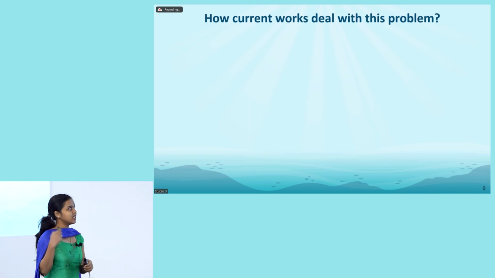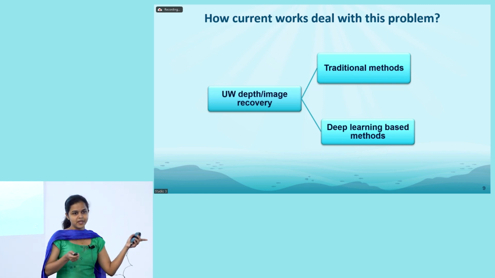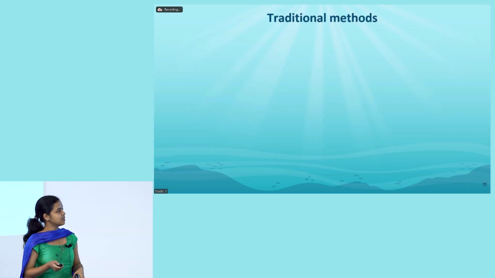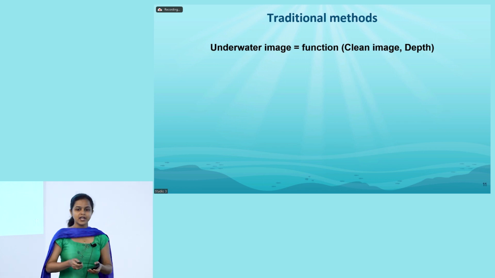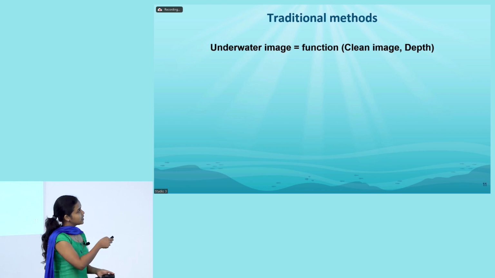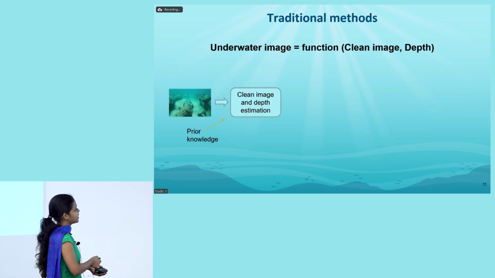So, how do current works deal with this problem? Currently there are traditional methods as well as deep learning based methods for finding depth and image from a single underwater image. We will first go to traditional methods. Traditional methods use the underwater image formation model for optimization. An underwater image can be considered as a function of the clean image as well as the depth. They have a single underwater image, and from it they have to find the clean image and depth.